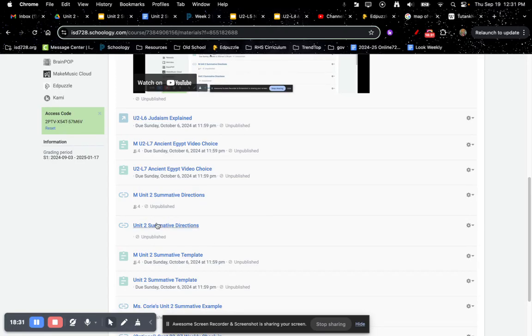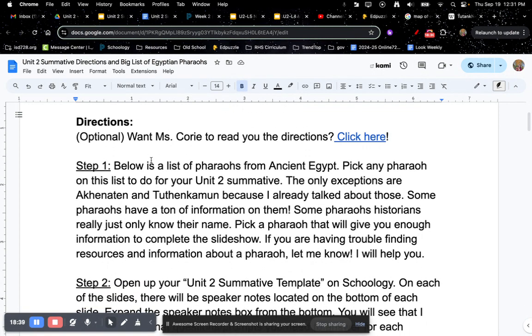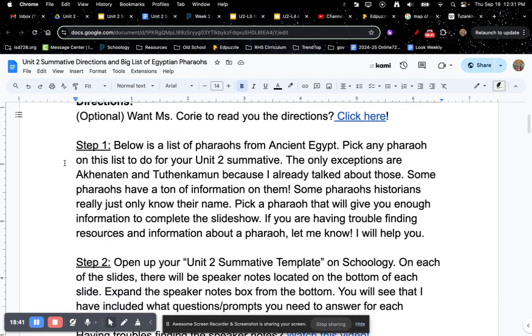Now, for directions, you're going to click this link here that says Unit 2 summative directions. This will take you to this document here, okay? So I'm going to walk you through these steps so we all are on the same page. So step 1, below is a list of pharaohs from ancient Egypt. Pick any pharaoh on the list to do for your Unit 2 summative. The only exceptions are Akhenaten and Tutankhamun because I already talked about those.